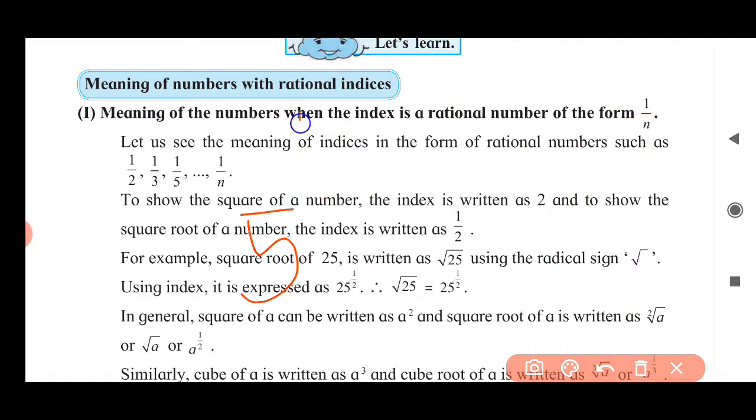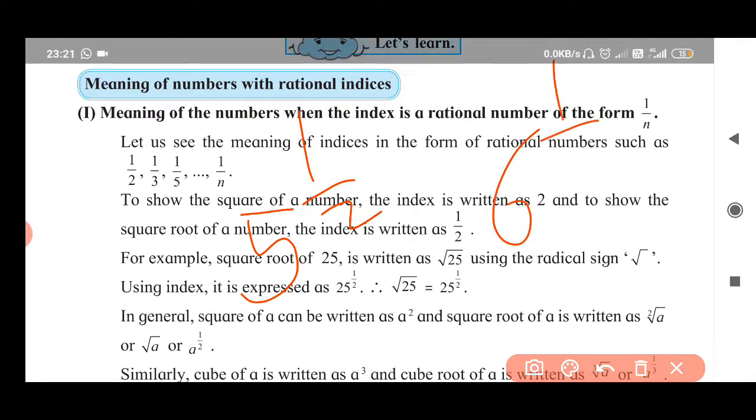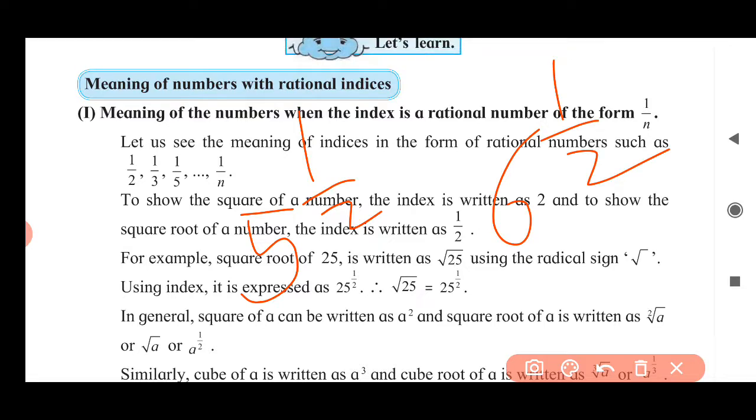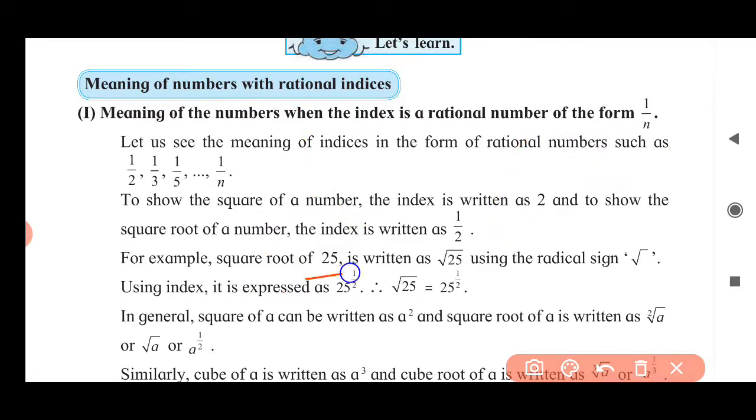समजा 5 आहे तर 1 अपॉन 2, 6 आहे तर 1 अपॉन 2 स्क्वेअर रूट. For example, square root of 25. आता बघा 25चं त्याने स्क्वेअर रूट दाखवलं आहे. It is written as a square root in symbolic representation, square root under 25 using a radical sign. इथे हे रेडिकल साईन ह्या ठिकाणी वापरली आहे. Using index it is expressed as 25^1 half. Therefore, square root 25 is equal to 25 raised to 1 half.